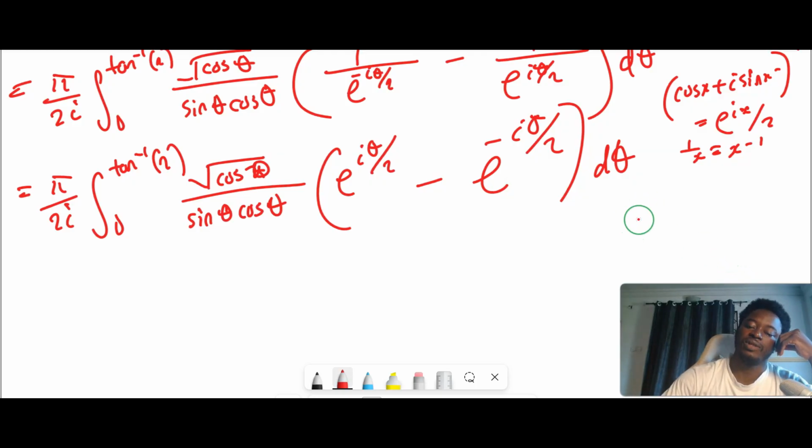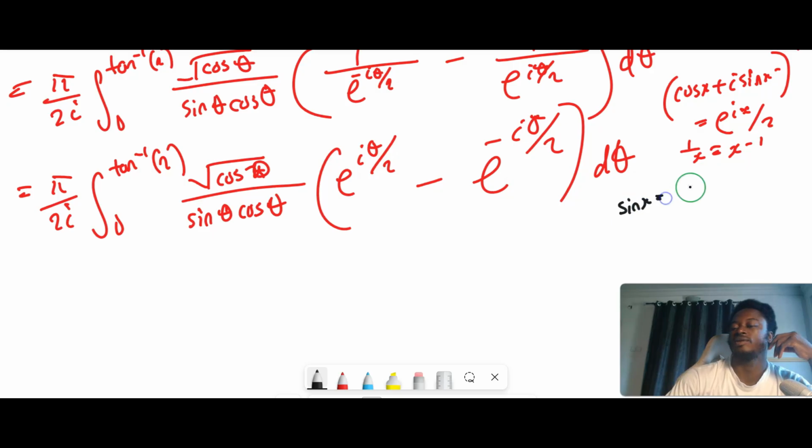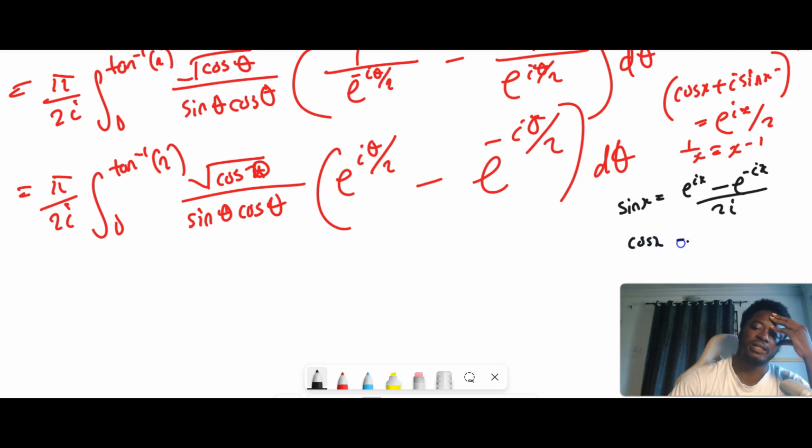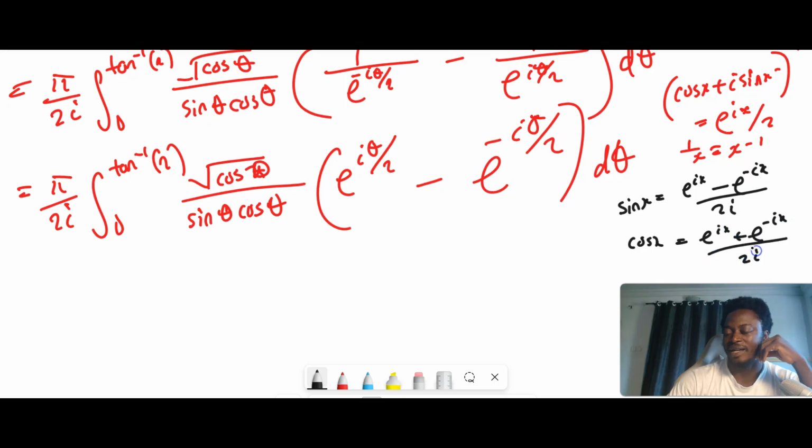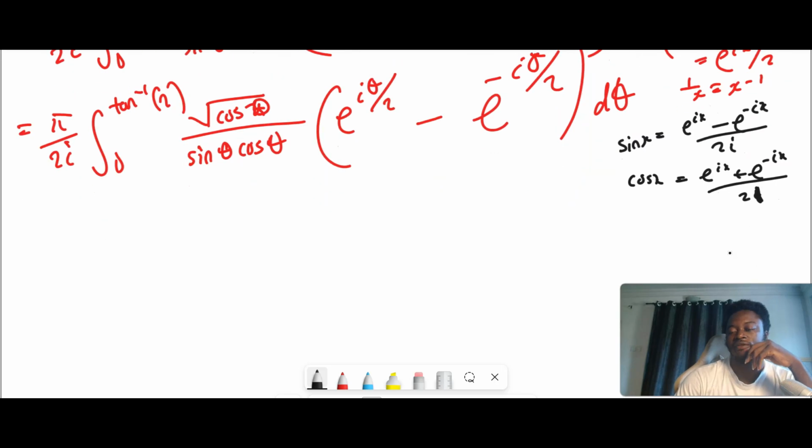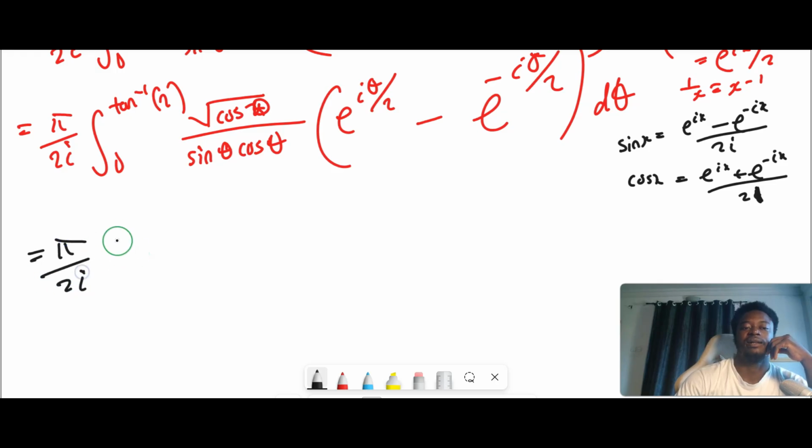We define sine of x to be e to the ix minus e to the negative ix all divided by 2i, while cosine of x is defined to be e to the ix plus e to the negative ix all divided by 2. I don't think cosine has i in it, but the formula that is important for us is the sine now. So this is equal to pi over 2i times the integral from 0 to tan inverse of 2.